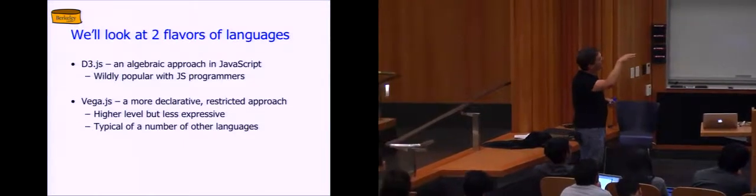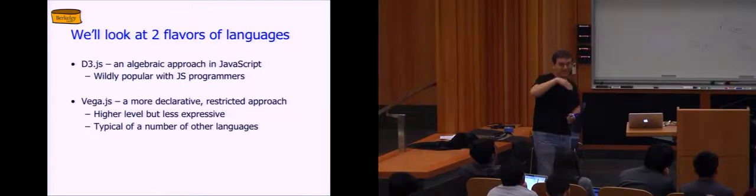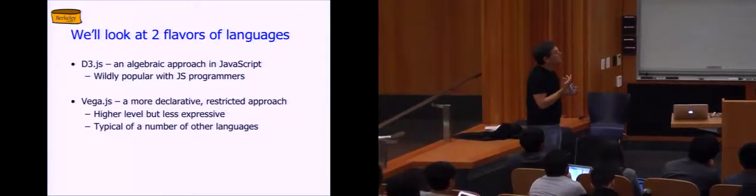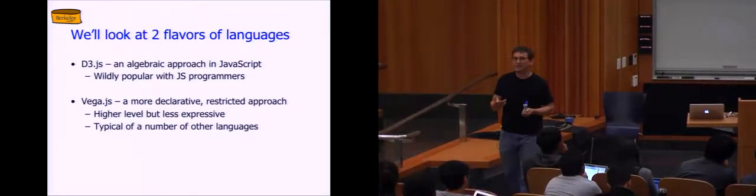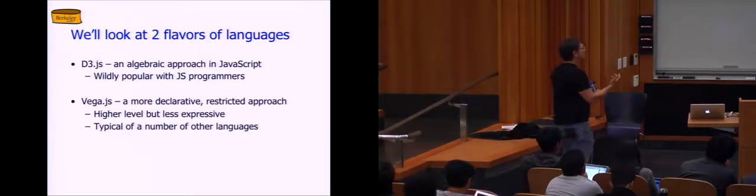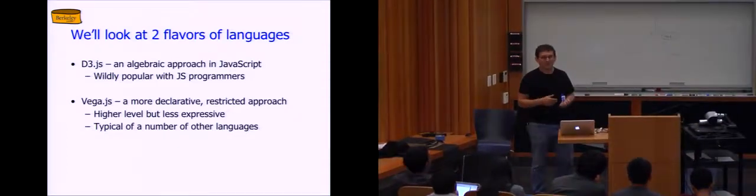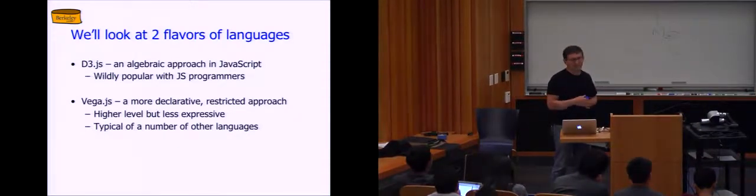The second one we'll talk about is Vega.js, which is a higher-level language that actually compiles down to D3. It's more declarative, but it's also more restricted. It doesn't let you do as much, so it makes a trade-off between conciseness and expressivity. Vega.js is actually typical of a number of high-level data visualization languages, and that's the reason I'm showing it to you: there's a family of languages that all kind of smell like Vega.